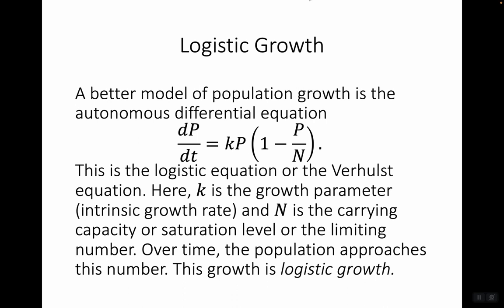This is the logistic equation, or the Verhulst equation, after the Belgian demographer who studied it in the 1800s. Here k is the growth parameter. It's more or less the annual growth rate. We call it the intrinsic growth rate. And n is the carrying capacity, or the saturation level, or the limiting number. In other words, that's basically the maximum population that can be supported. Over time, the population approaches this number. This growth is called logistic growth.